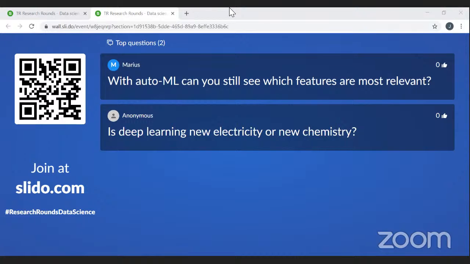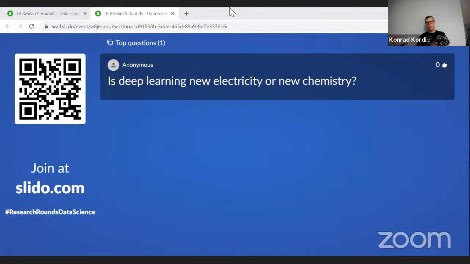So the next question we have on the screen is, with Auto-ML, can you see which features are most relevant? Yeah, with all machine learning techniques, you can in principle ask which features are most relevant. Most people who come from outside of machine learning really want to ask this question. The problem is it's almost always impossible. It's much easier to build an algorithm that works well than figure out why it works. So figuring out what the most important features are is often an ill-posed question, and you need really, really large data sets to know that.